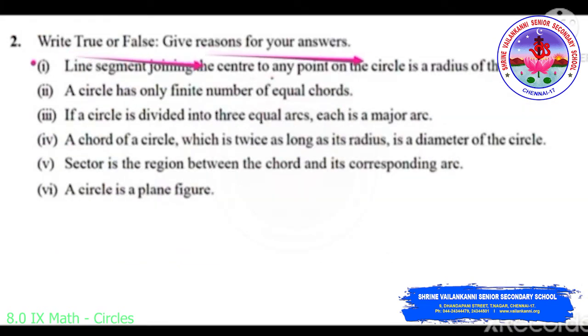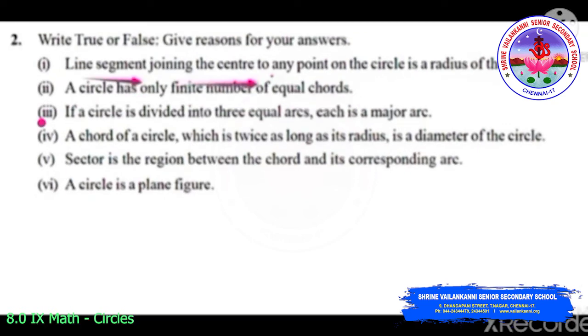Second question, write true or false. Give reason for your answer. First one, the line segment joining the center to any point on the circle is called the radius of the circle. The line segment joining the center to any point on its circumference is called the radius, so the first one is true. Second one, a circle has only a finite number of equal chords. False, because we have studied that an infinite number of equal chords can be drawn in a circle.